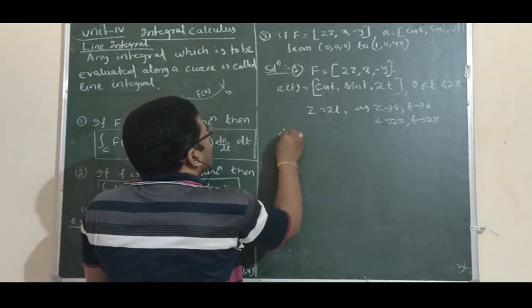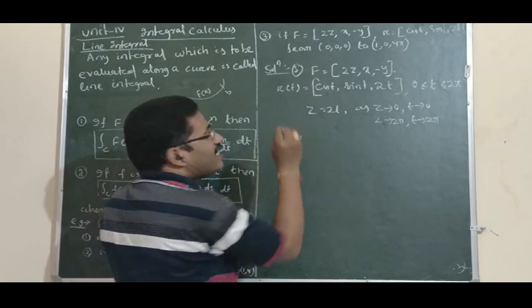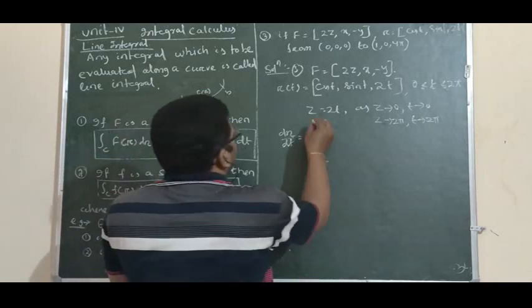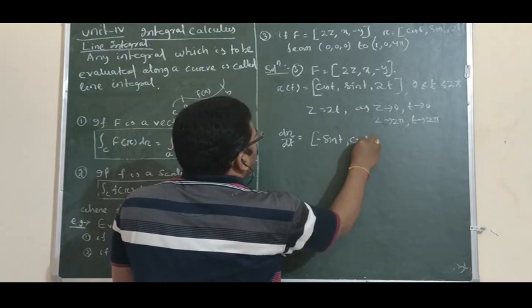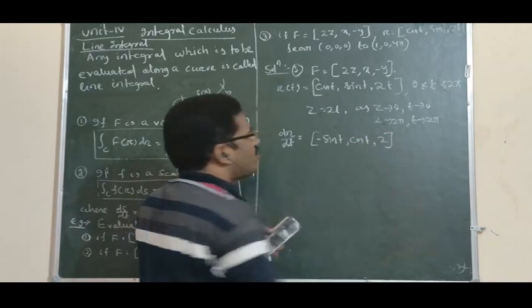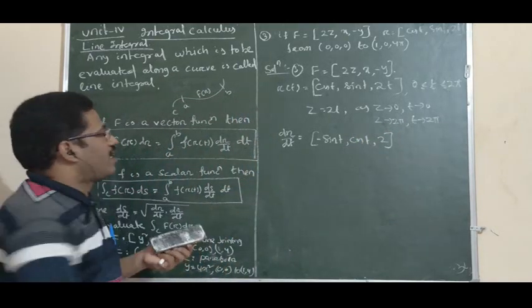We require dr by dt. What is dr by dt? Your dr by dt is equal to minus sin t, cos t, 2. This is known as your dr by dt.